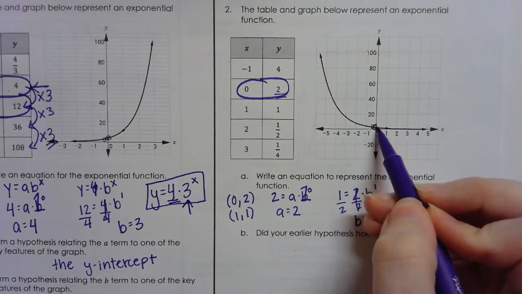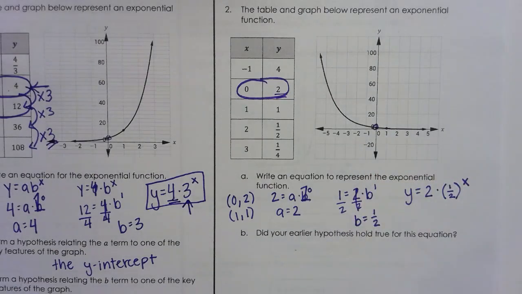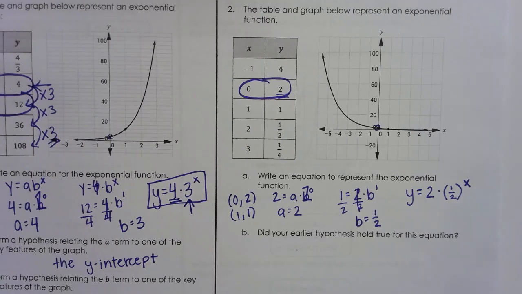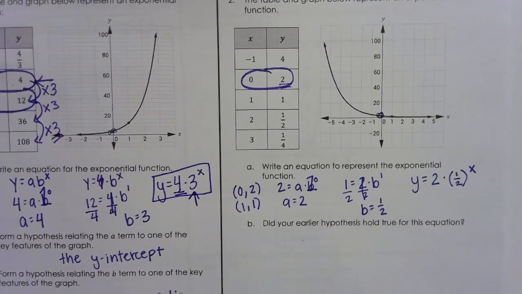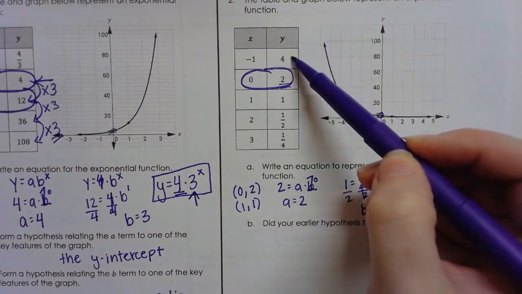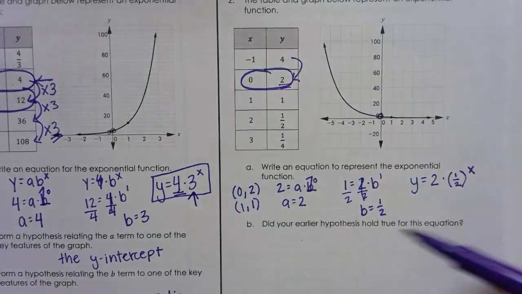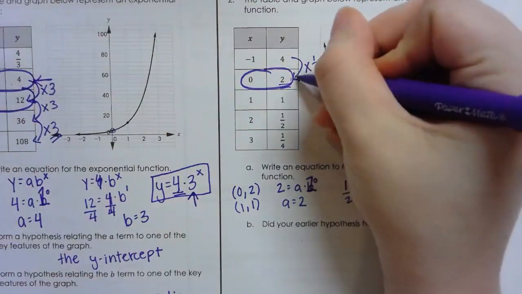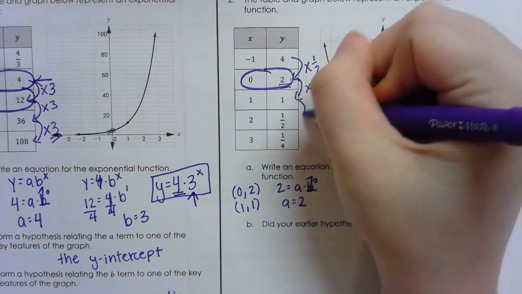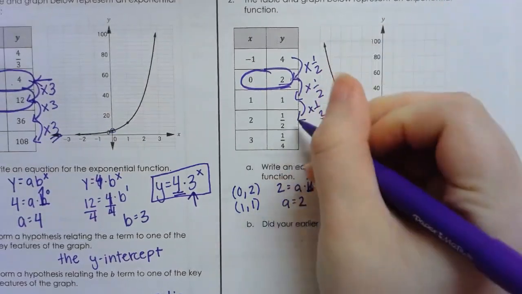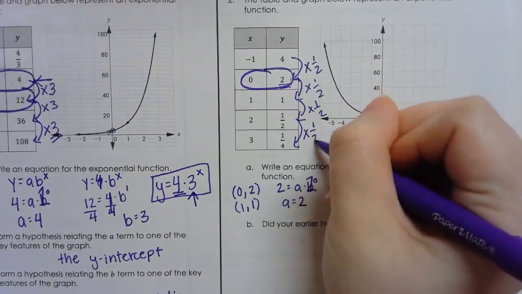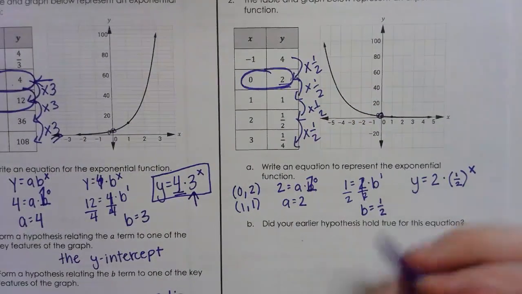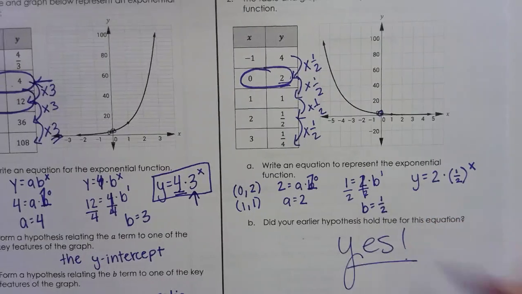So this starts at 2 and it's being multiplied by 1/2. So did our earlier hypothesis match? Is this multiplied by 1/2? So 4, it's technically going down, it's technically decreasing. But from 4 to 2, we're multiplying by 1/2, 2 to 1, multiplying by 1/2, 1 to 1/2, multiplying by 1/2, 1/2 to 1/4, multiplying by 1/2. So every time our common ratio is 1/2. So the answer to that is yes.